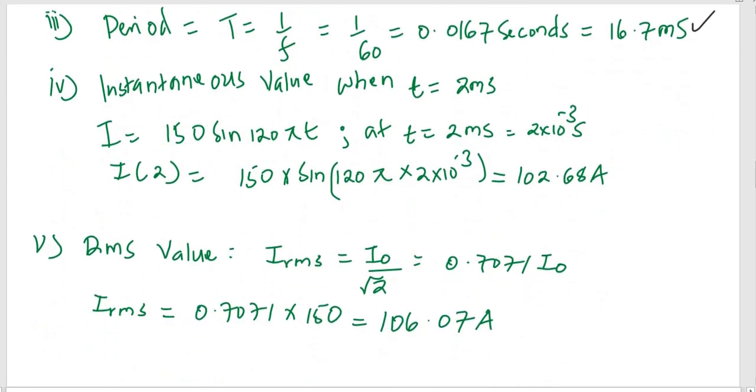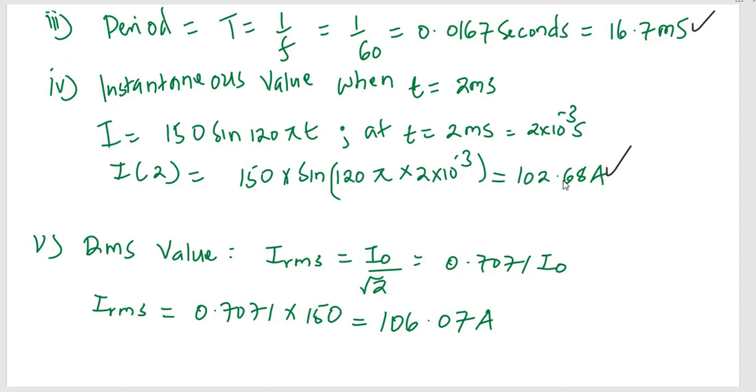Instantaneous value, or value at any time t, is given by the current as a function of time t, at t equal to 2 milliseconds, which is 2 times 10 to the power negative 3 seconds. When we substitute, it becomes 150 sine of 120 pi times 2 times 10 to the power negative 3, and this will give you 102.68 amps. Remember to convert this value to radians so that you avoid errors.